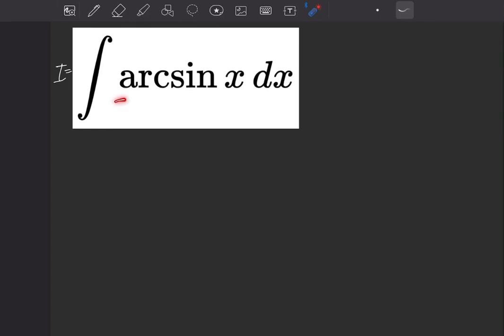Today we're going to integrate arcsine of x with respect to x. So we'll use integration by parts for that, where the thing to differentiate we'll call arcsine, so the entire thing, just arcsine. And the thing to integrate will just be 1, because you can think of this as 1 multiplied by arcsine.